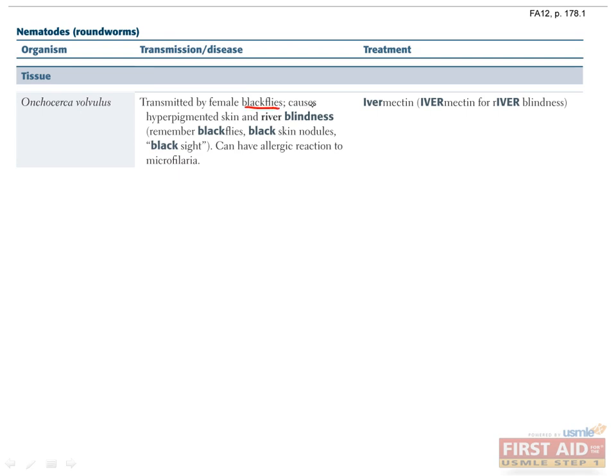The black fly carries this worm and releases larvae into human skin during a bite where they mature into adults. The adults mate and release microfilariae into subcutaneous tissues. These migrating microfilariae cause an inflammatory response characterized by a thick, hyperpigmented pruritic rash. If these microfilariae reach the eyes, local inflammation can cause blindness, which is known as river blindness, because this worm is endemic to where rivers are found. Treat with ivermectin, which is effective against microfilariae only.